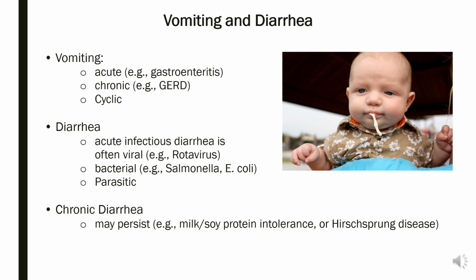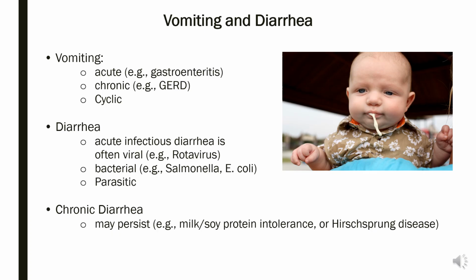Let's review the common causes of vomiting and diarrhea in infants and how we think through them clinically. Vomiting can be acute, chronic, or cyclic. Acute vomiting is often related to gastroenteritis and infection. Chronic vomiting is commonly seen with conditions like GERD, which is gastroesophageal reflux disease. Cyclic vomiting is repeated, predictable episodes of intense vomiting with periods of complete normal health in between.